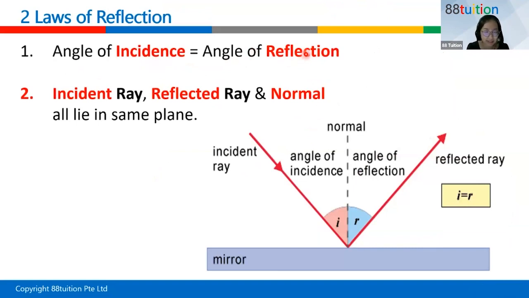So what is angle of incidence? Now, first of all, this is like a light ray. The light ray coming in, I use the word incident, not accident.